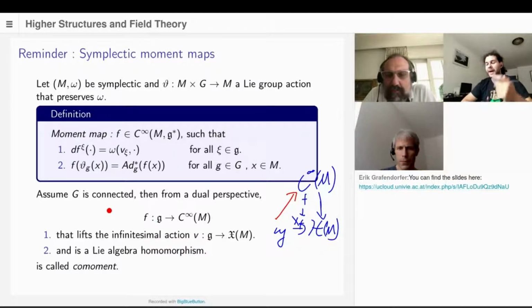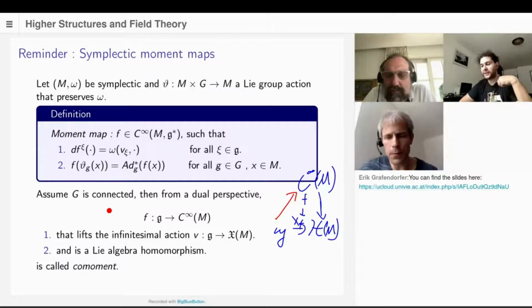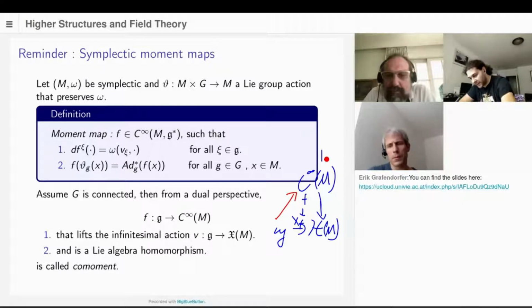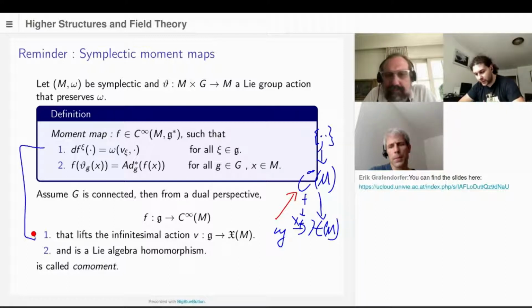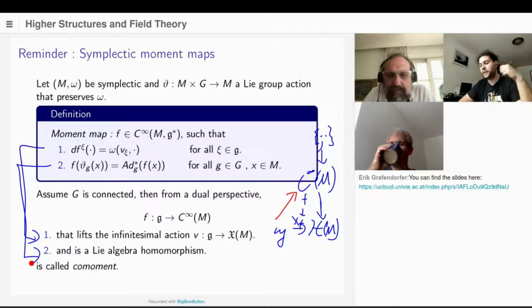And we can demand this on two levels. The first one is just a linear lift. And the second one is we can demand this map to be a Lie algebra homomorphism, as on the smooth functions, we do have a natural Lie bracket given by the symplectic form. And those two conditions translate directly to being a linear lift and then being a Lie algebra homomorphism.